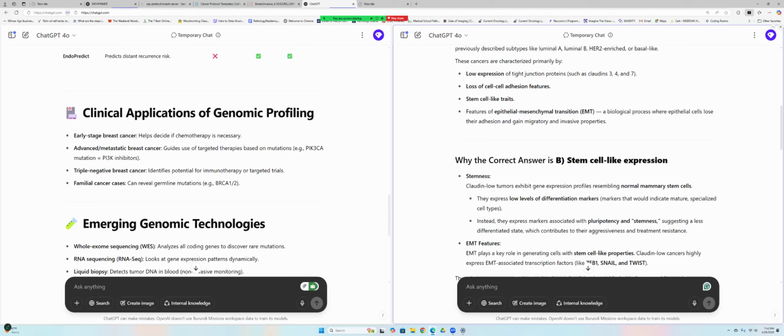We call it EMT, whereby cells lose their adhesion and gain migratory and invasive properties. Why do they lose their adhesion? It's a step towards metastasis. Yes, but why did they lose their adhesion in this case? Because their claudins are low.